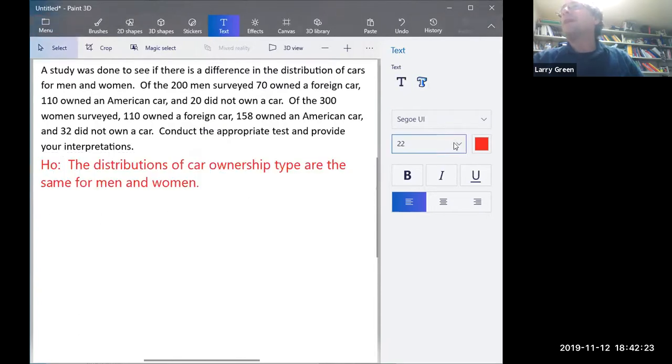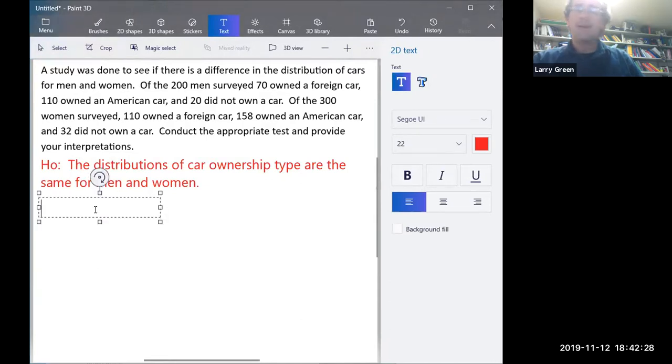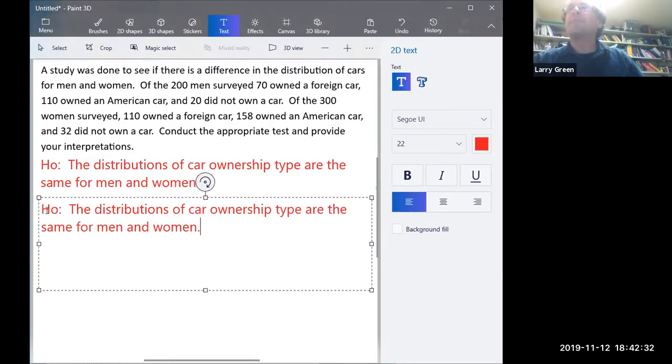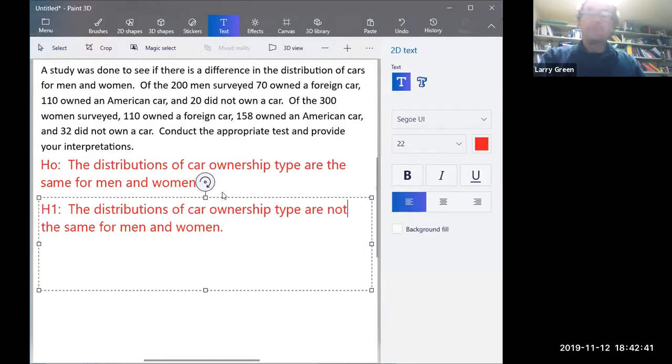So for H1, what do you think I need to put in? The hint is similar to H naught, but not exactly the same. Yeah, just got to throw the word not. So the distributions of car ownership type are not the same. If you want, you can call it different, but if you're copying and pasting, not's easier. Any questions at all so far?